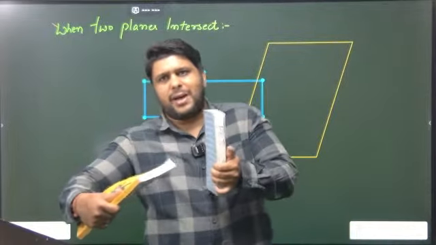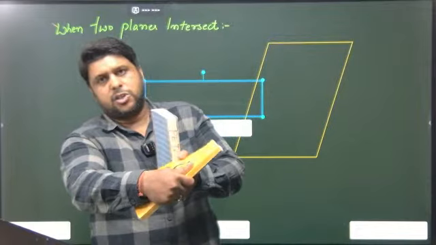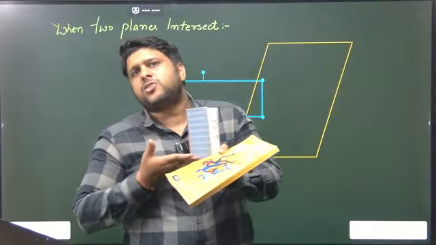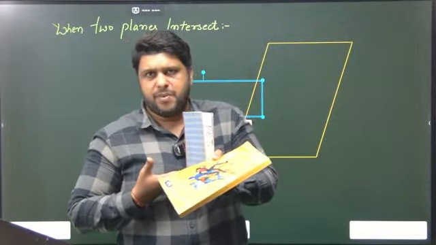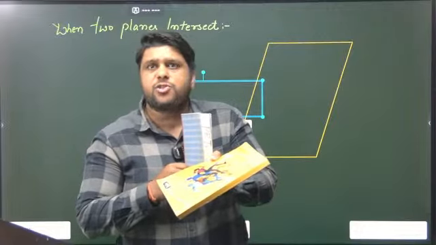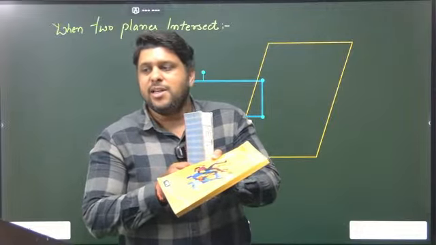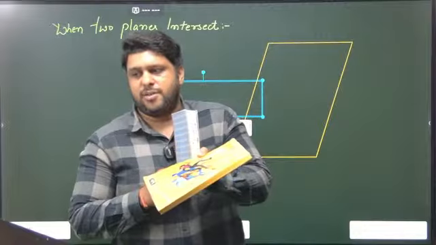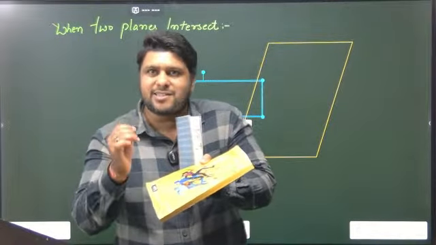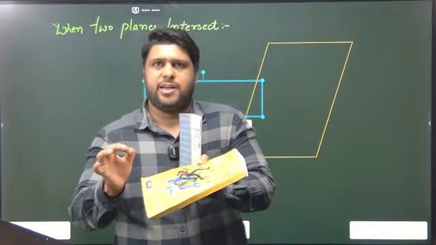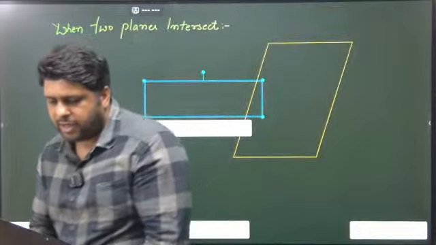So let's say it is passing inclined, like this. So on this surface, what kind of a structure is going to be visible? You are going to find a linear structure. We will see a linear structure. So when two planes intersect, they form a line. This is what I am trying to tell you.